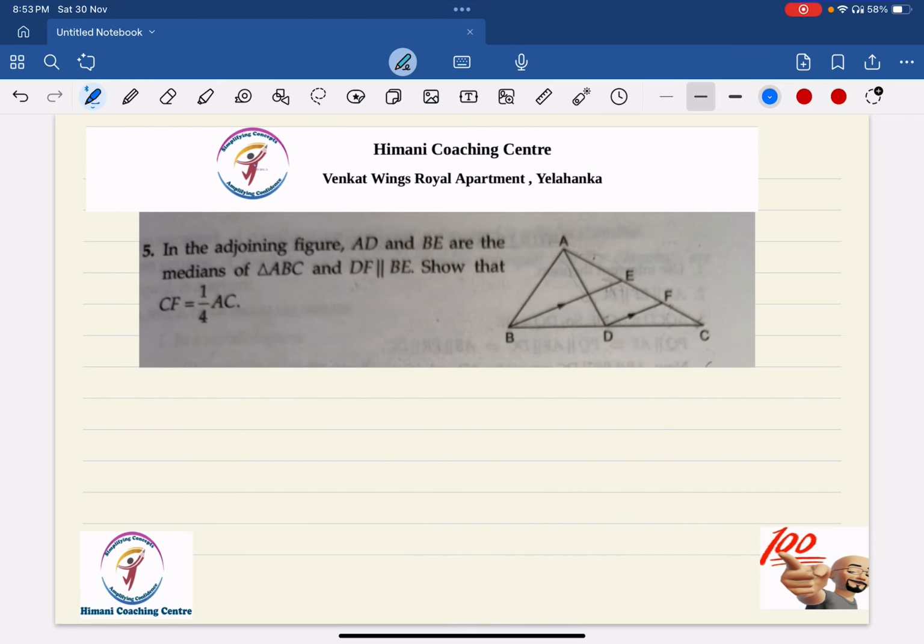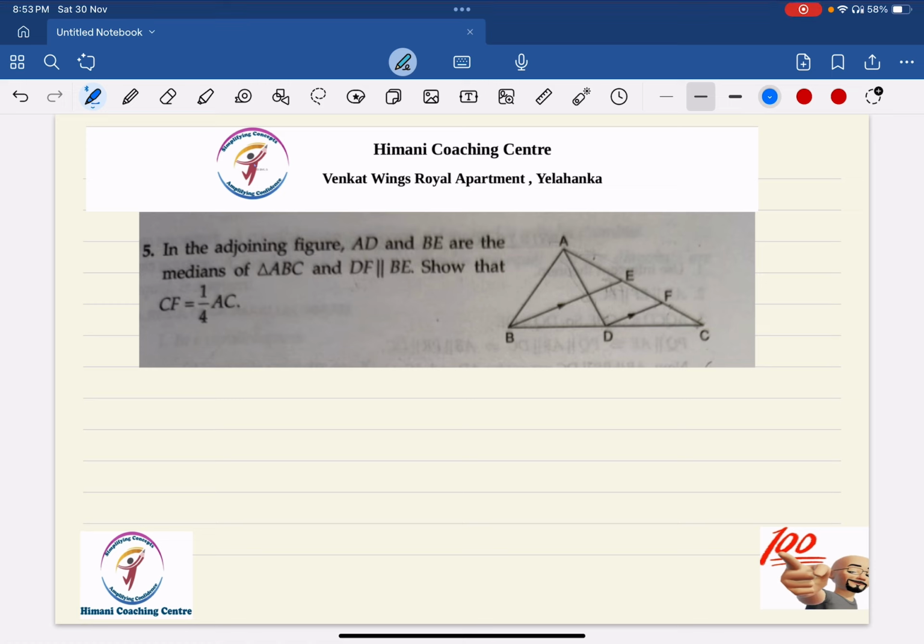Now let us look at the other question. Here we are given, in the adjoining figure, AD and BE are medians of triangle ABC. DF is parallel to BE. Show that CF equals 1 by 4 of AC. Now what is a median? If I draw a median from A on BC, then D will bisect BC, so D is the midpoint of BC. Similarly, BE is the median, meaning AE and EC are equal.